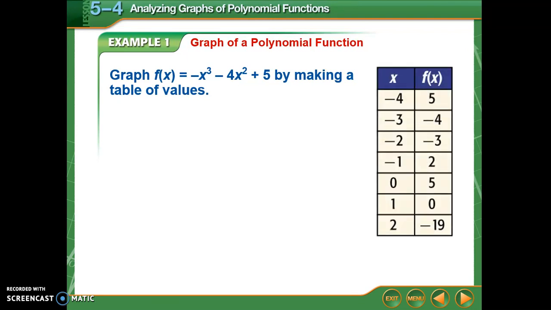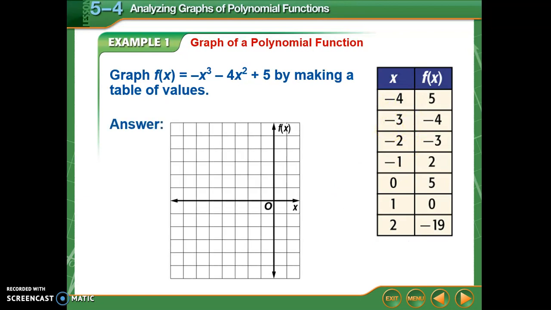So here we have a bunch of different points. Usually, at least right now, we'll just start by picking some positive and negative numbers and 0 and see if that gets us enough points to plot our graph. So there's the point negative 4, 5, negative 3, negative 4, negative 2, negative 3, and so on. Notice that they're plotting each of these points. There's not space for 2, negative 19 on the graph they have here, so we won't plot that. And then they connect those points with a smooth curve.